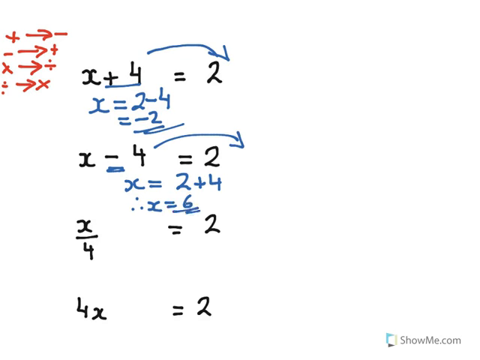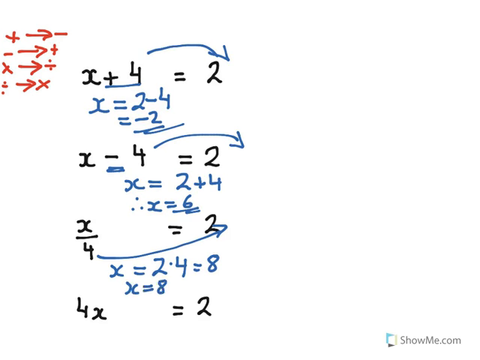x divided by 4 equals 2, so when we move the 4 to the other side, it was divide on this side of the equal sign, it will turn to multiplied by 4 on the other side. x equals 2 multiplied by 4, which equals 8. 2 4s are 8, so x equals 8.